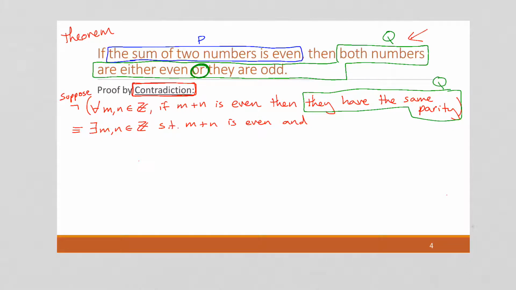So taking the negation of the way we wrote it here is going to be easier because there's no ands or ors. It's a simple statement. It's not a compound statement. Let's see what happens if we do the negation of that. So, and they have different parity.